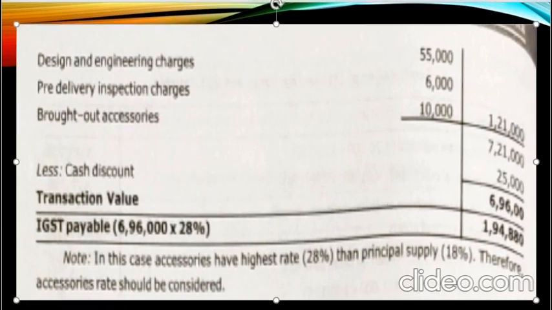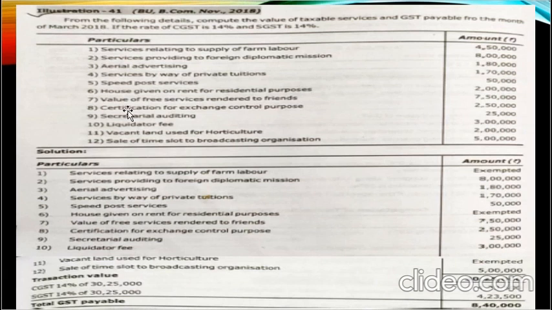Next, we have the other problem, which is illustration 41. From the following details, compute the value of taxable services and GST payable for the month of March 2018. If the rate of CGST is 14% and SGST is 14%, they have given particulars and amount. So here there are two rates, SGST and CGST. They have given 14%, 14%. So the overall GST rate will be 28%.